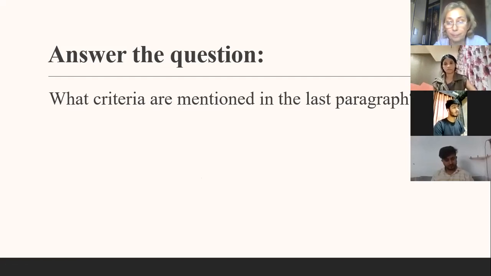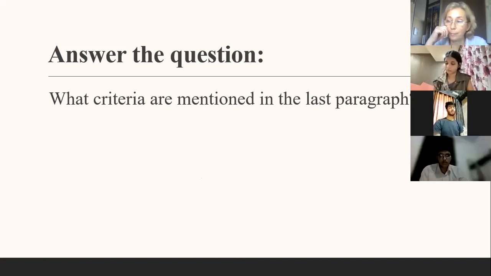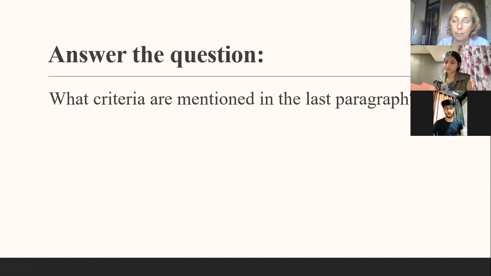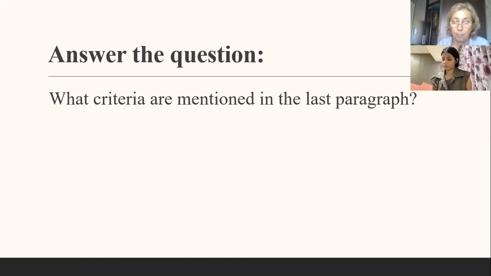Ujjwal? Yes, ma'am. Their criteria are that they have to perform a particular procedure: their ability to perform a particular procedure, their understanding of the relevant anatomy and their techniques for how to do the procedure. Methods for proper analgesic and safe sedation, their method to demonstrate post-procedure management, and their ability to show good communication skills so they can easily communicate with their patients.